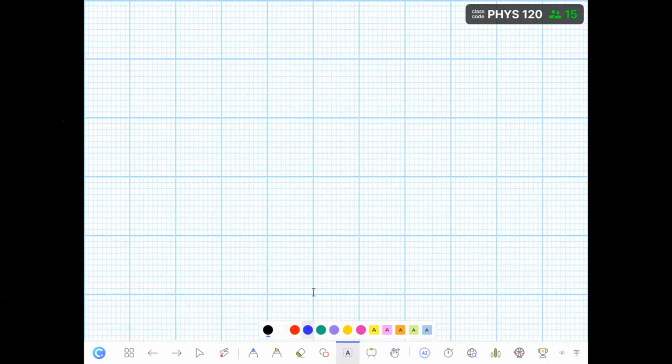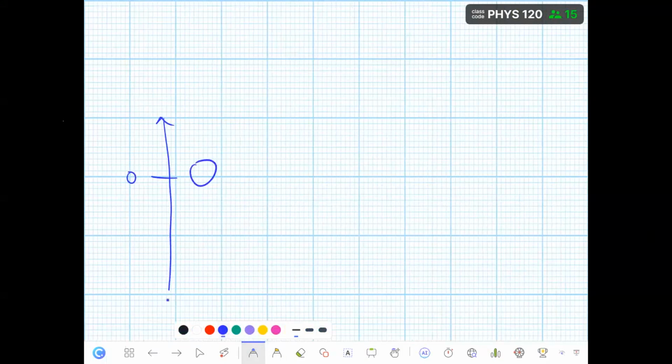So how long does it take? So the ball is here. This is a coordinate system. Okay. So the ball is here and this is the ground. Okay. So 80 meters above the ground.